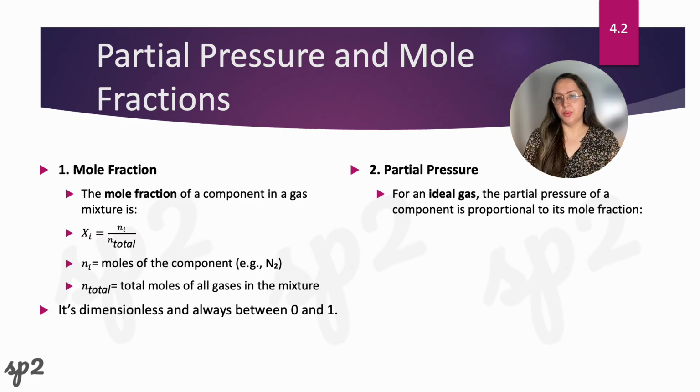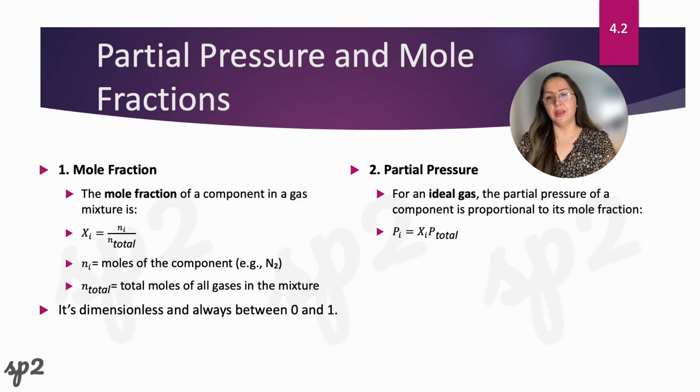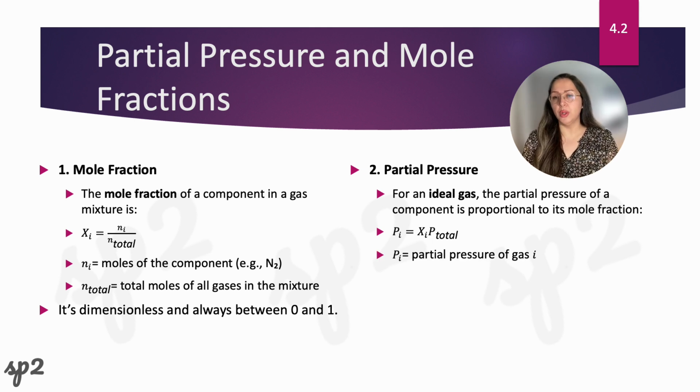Now, remember we said for the partial pressure, if you have an ideal gas, which is typically what we're dealing with, the partial pressure of a gas is always proportional to its mole fraction. So you can write it down as the partial pressure of gas i equals the mole fraction times the total pressure of the gas. Cool.